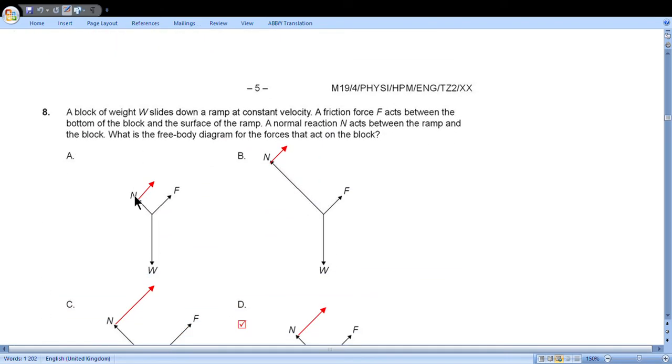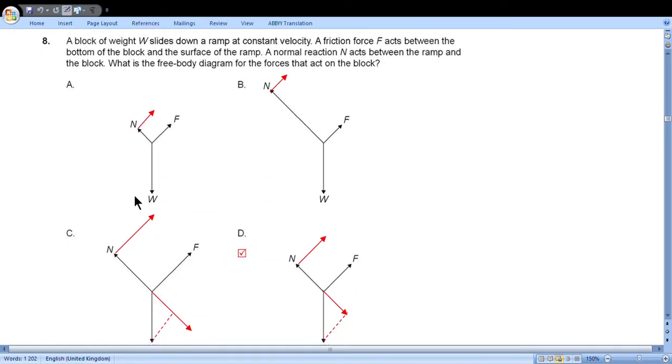Question 8. This is a bit of a tricky question. A block of weight W slides down a ramp at a constant velocity. Constant velocity means that the resultant force equals 0. A friction force F acts between the bottom of the block and the surface of the ramp.